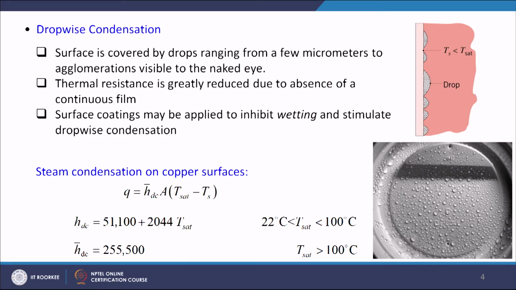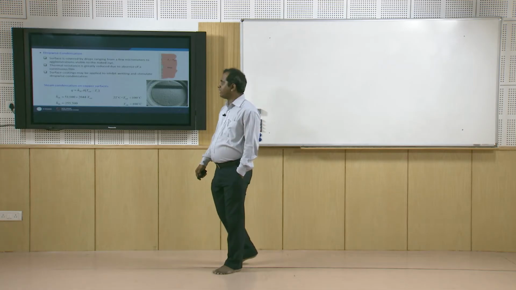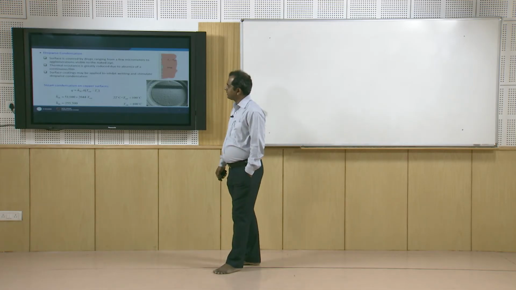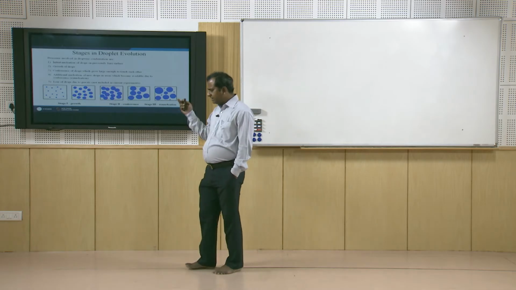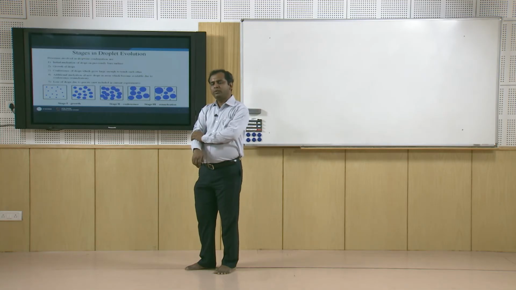So, if the saturation temperature is between 22 degrees centigrade and 100 degrees centigrade, we can write the coefficient as 51,100 plus 2044 into Tsat. And if the saturation temperature is higher than 100 degrees, then it is actually 255,500, a constant value. Once you know the heat transfer coefficient, once again you can go back to this equation to get the dropwise condensation heat flux.